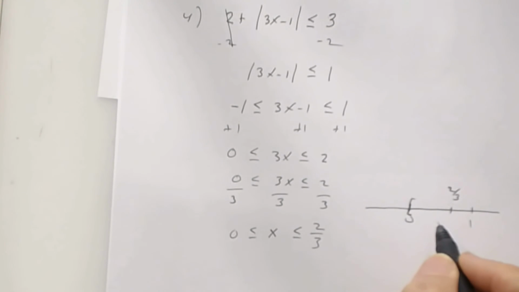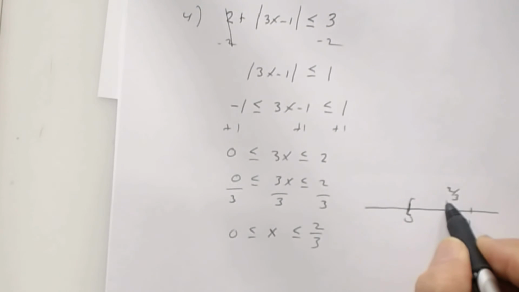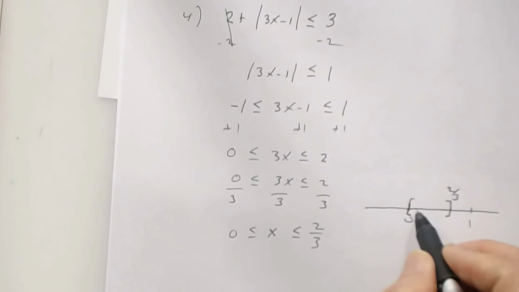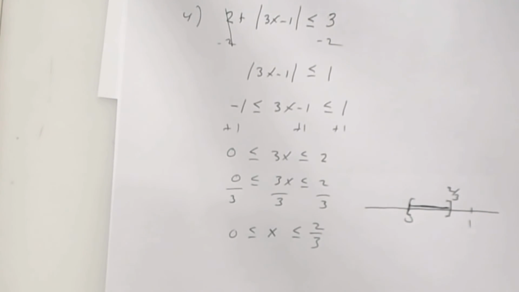Where do I put the other one? 2/3. Do I put it way out here? Better not. 2/3. And where do I shade? Between them. So there's your answer. There's your graph.